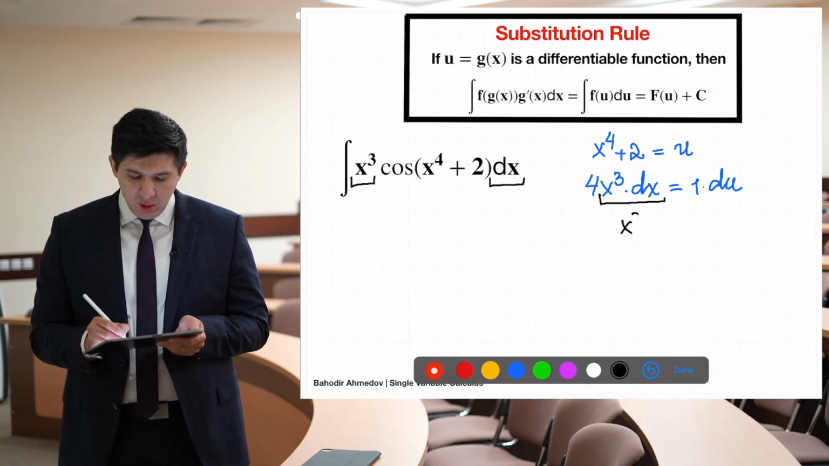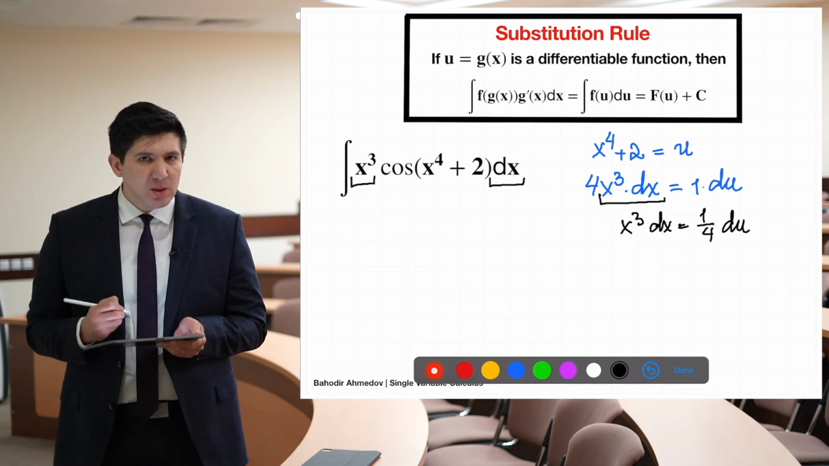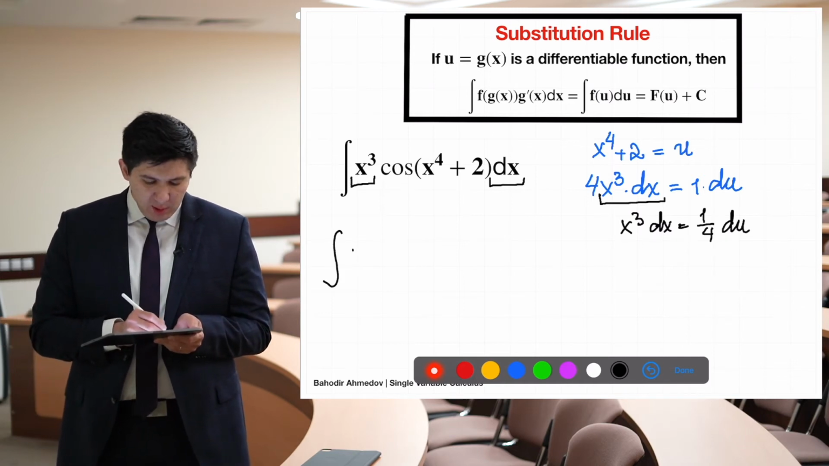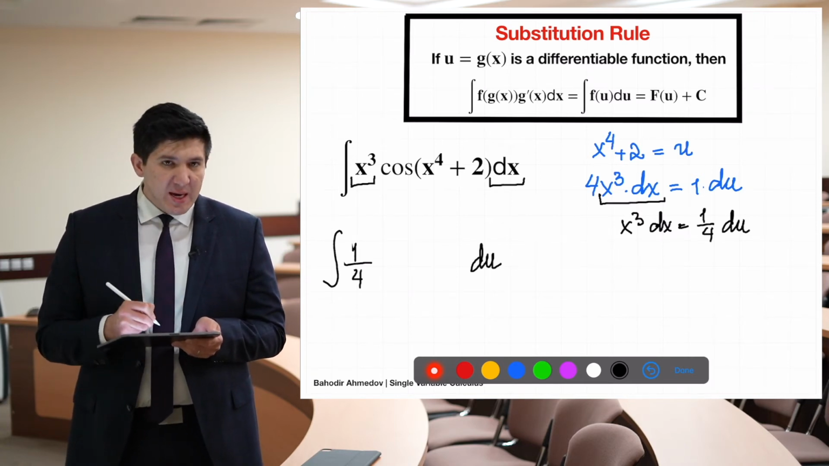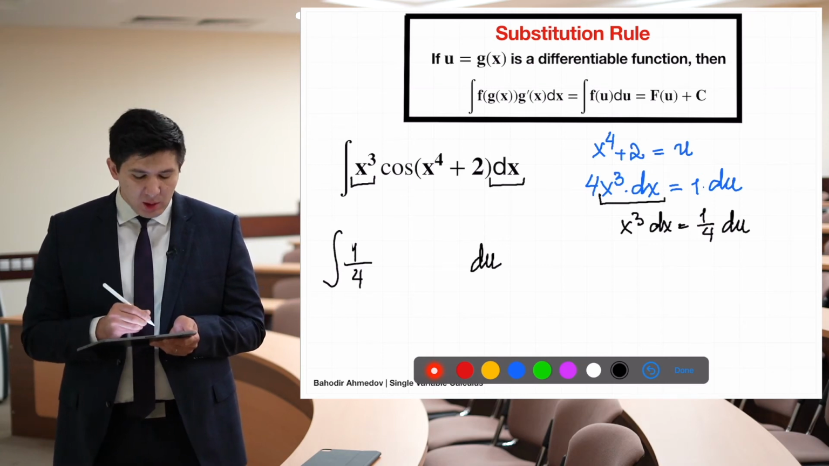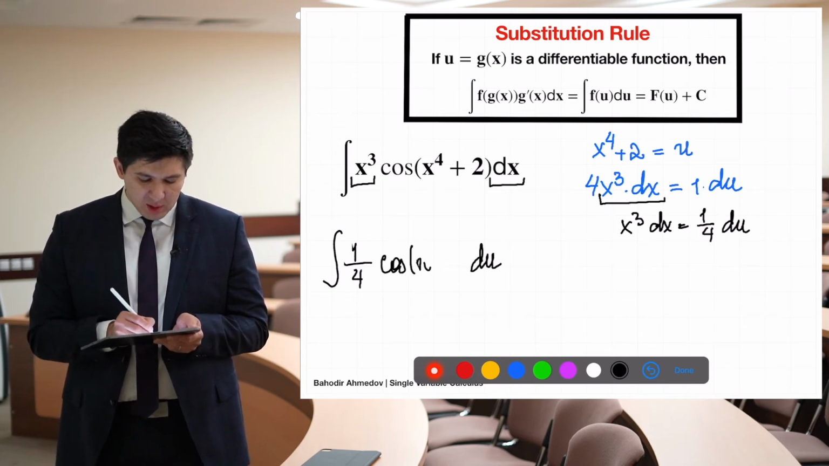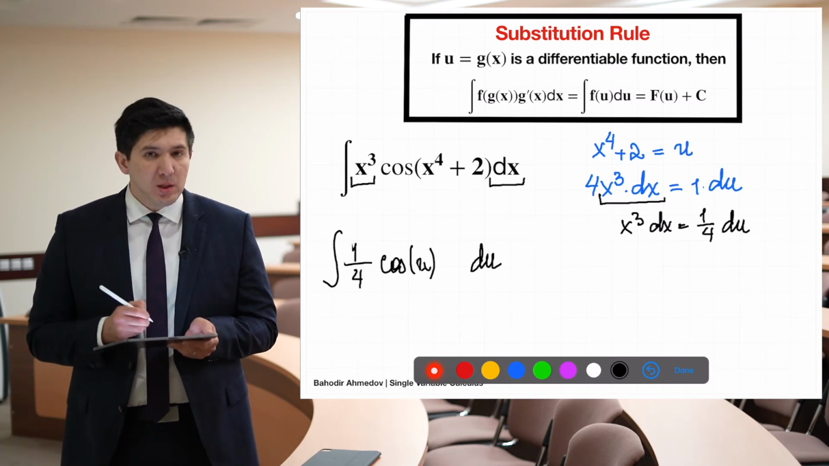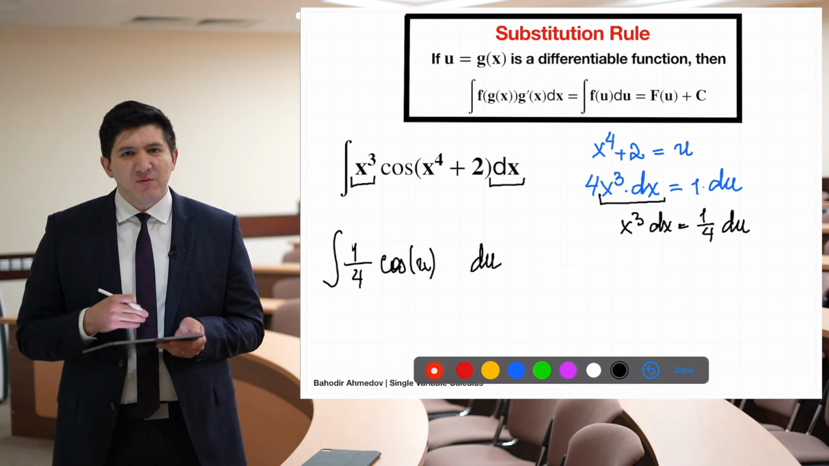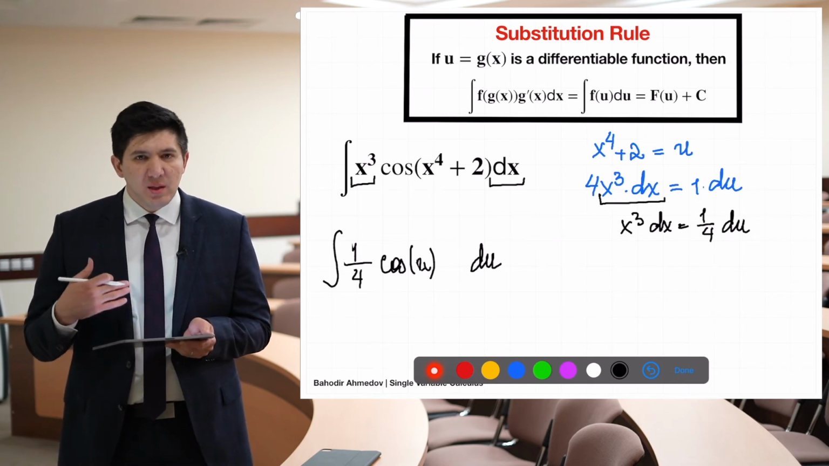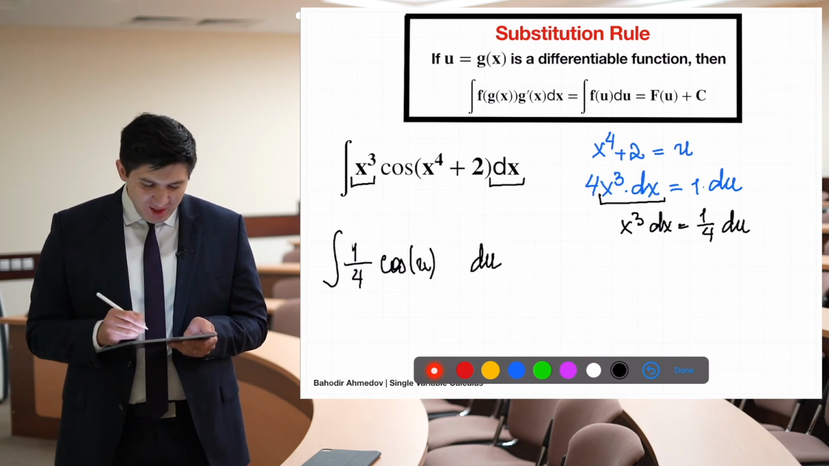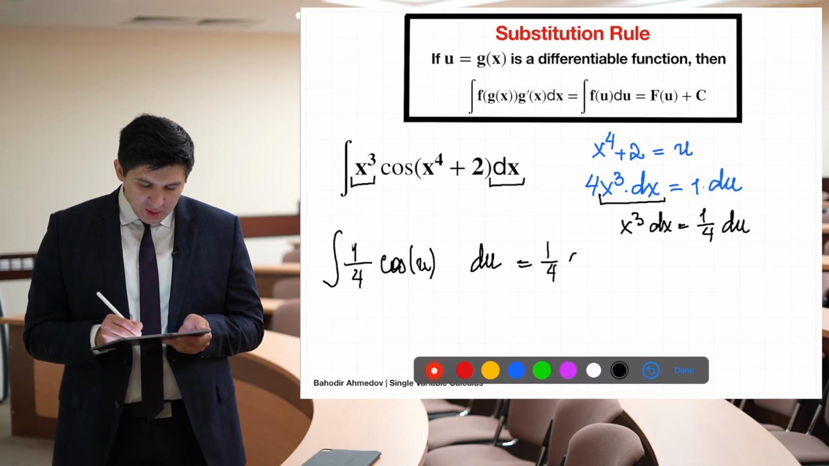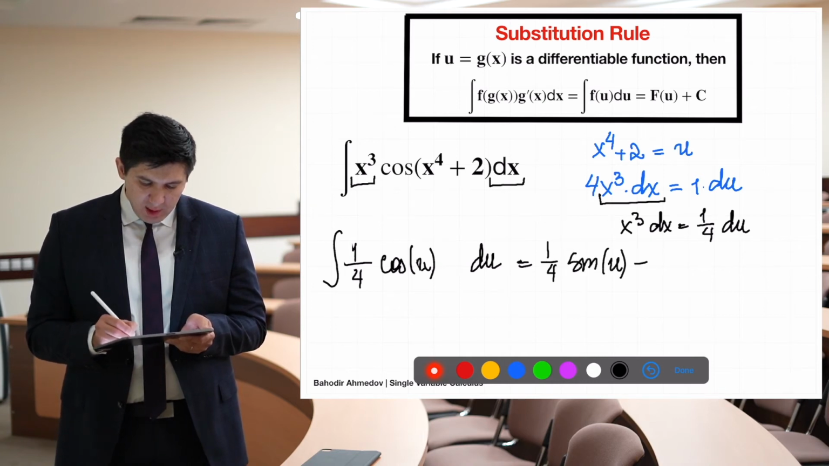So x cubed dx is equal to 1 divided by 4 of du, and I'm just going to substitute this here. So this is going to be equal to 1 divided by 4 du, right? And the cosine of x to the power of 4 plus 2 is going to be substituted as simply cosine of u, because x to the power of 4 plus 2 was u. And we can really easily find the antiderivative of this function, because the antiderivative of cosine is sine, because the derivative of sine is cosine, right? It is going to be equal to 1 over 4 sine of u plus a constant.